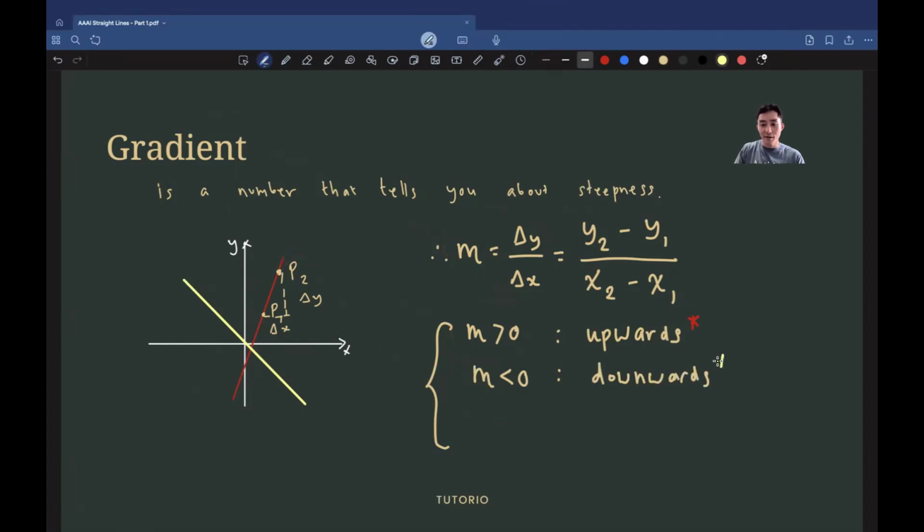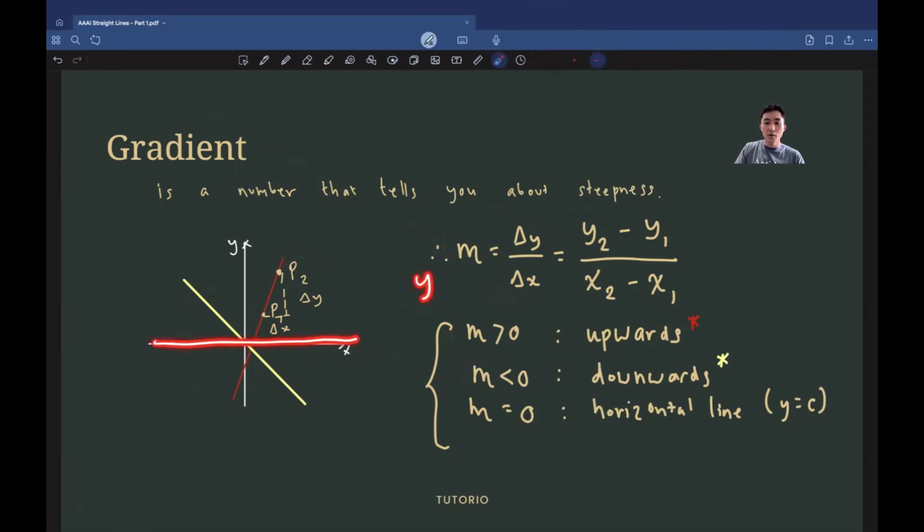And let's mark it over here for the example in the graph. Okay, but if you take a look, things are smooth here, like on the x-axis. You're just walking straight, like walking on a treadmill without changing the inclination, then this will result in your gradient equal to 0. So this is just a horizontal line. And of course, your equation will be y equals some number. And on the x-axis, it is y equals 0.